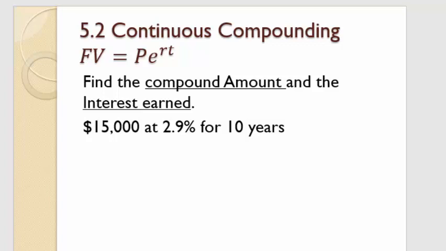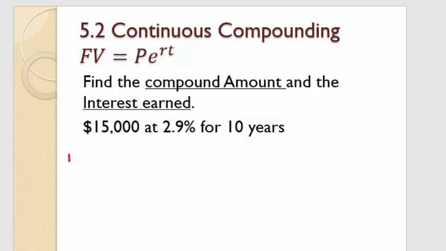Continuous compounding means that it's not compounding 4 times a year, it's not compounding 12 times a year or monthly, it's compounding continuously, it's always compounding. And so with continuous compounding, you're going to have a little bit more come out as your future value.